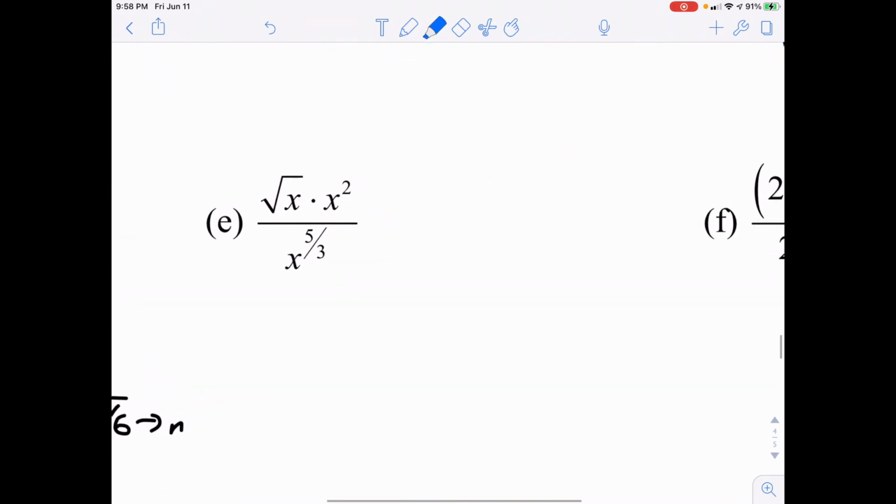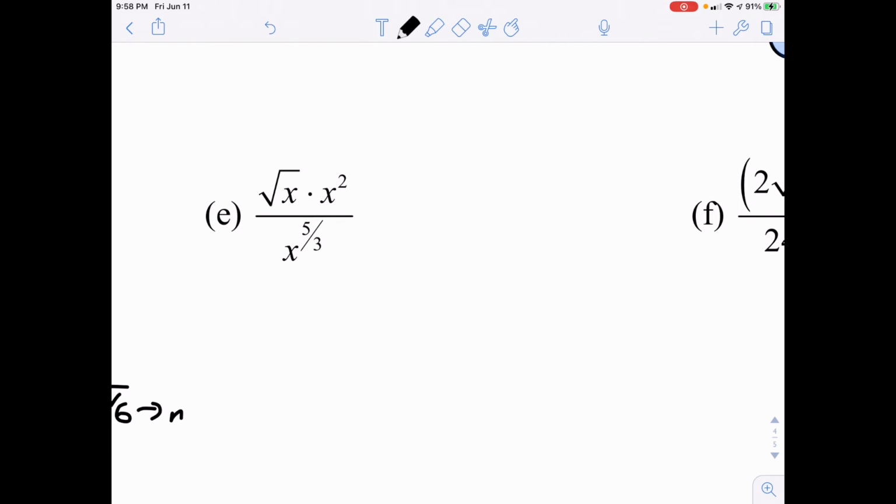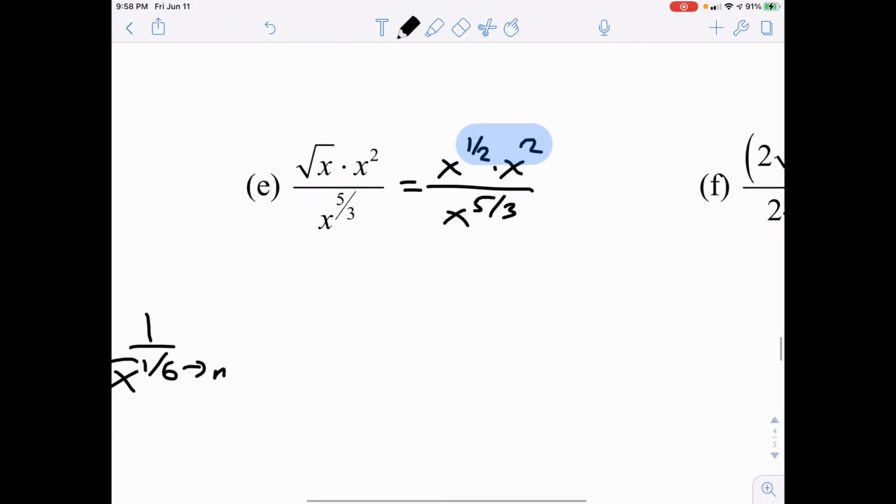Okay, this one looks hard, but break it into a bunch of exponents. So I can rewrite the square root of x as x to the 1/2 power times x squared all over x to the 5/3. So my first step was to transform that. My next step is going to be to add those exponents because I'm looking at same base. So we're going to go x to the 1/2 plus 2 all over x to the 5/3.